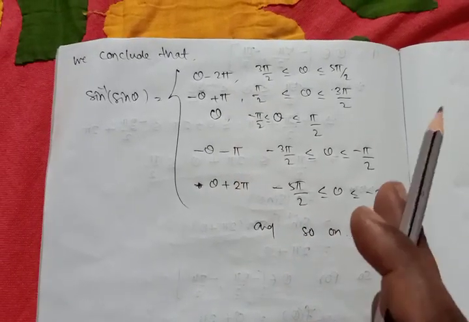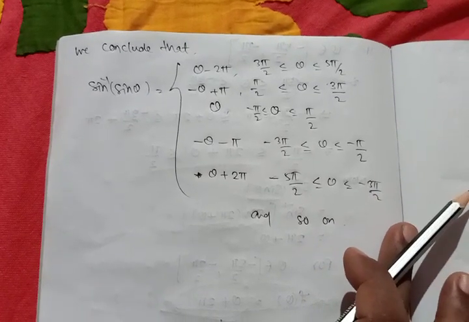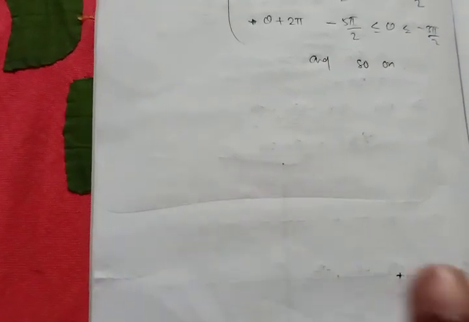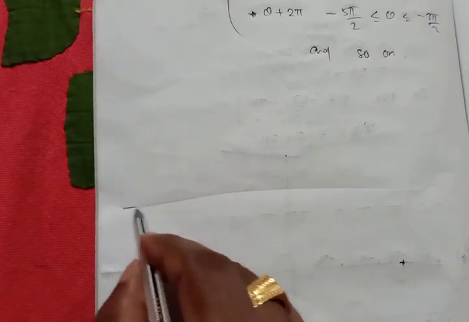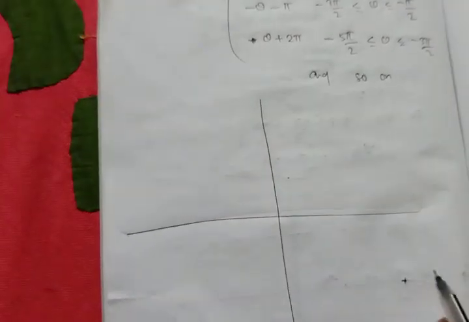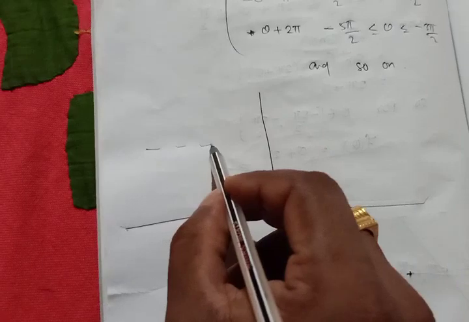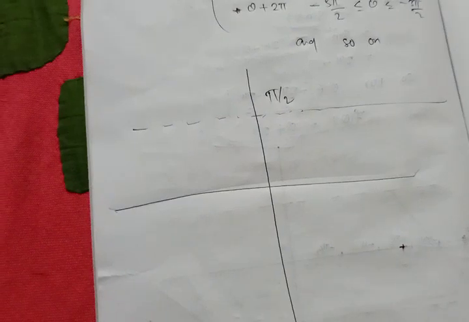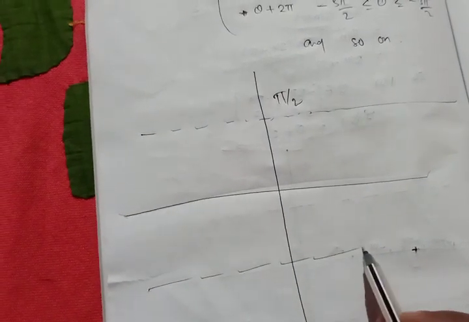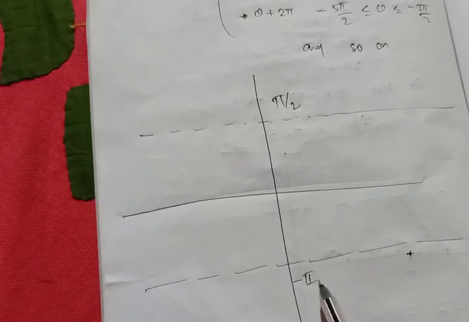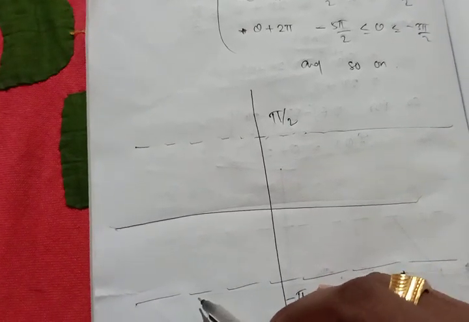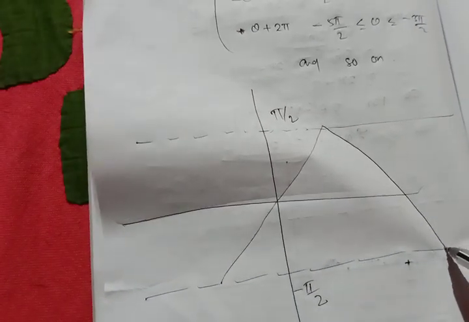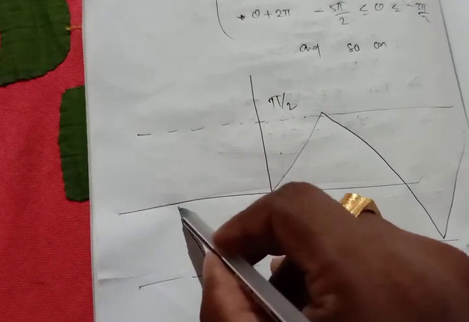But the question is how to memorize these formulas. You just draw the graph. On the x-axis, how to memorize these values? On the y-axis, draw the range bar first. This one is pi by 2, and this one is minus pi by 2. Then draw the graph like this, this one, this one, this one, just like this.